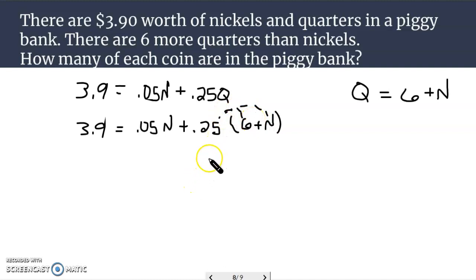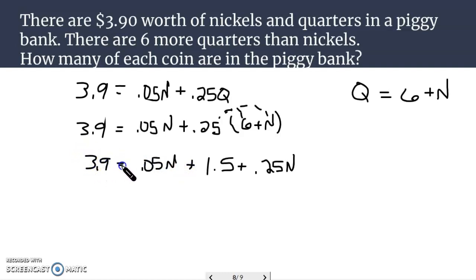Alright, I'm going to distribute the 0.25. 0.25 times 6 is 1.5. And I have the 0.25 N. Still have 0.05 N, haven't messed with that yet. Still have 3.9. You can also write it 3.90, it doesn't matter. 0.05 plus 0.25 gives us 0.3N. Still have 1.5 here, 3.9 on the left.